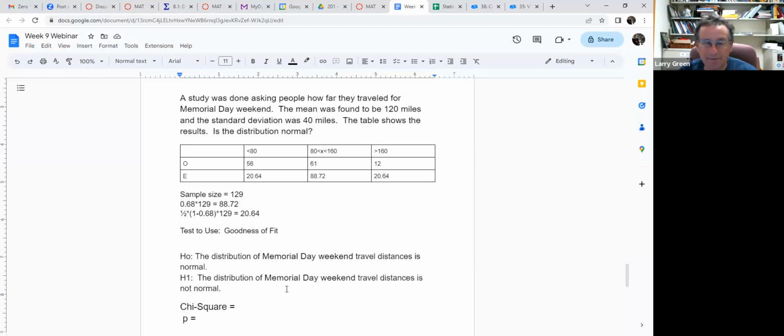Okay, if it's goodness of fit, then our H naught is: the distribution, that word has to be there, of Memorial Day weekend travel is normal. And H1 is: the distribution of Memorial Day weekend travel distances is not normal. Any questions on that?